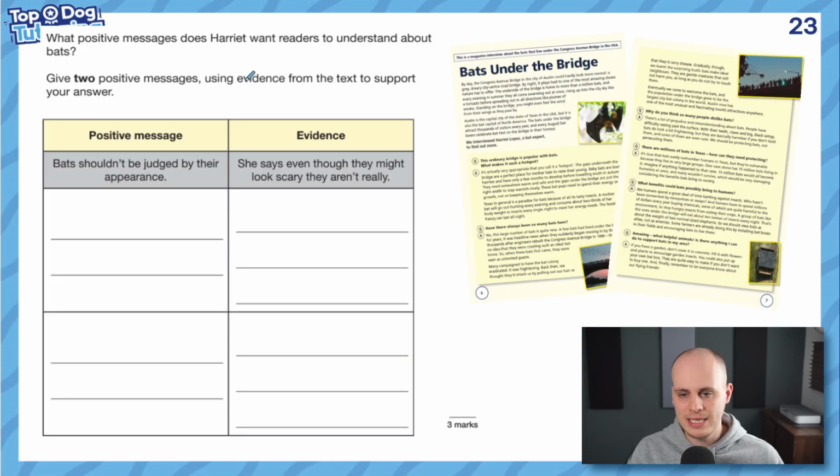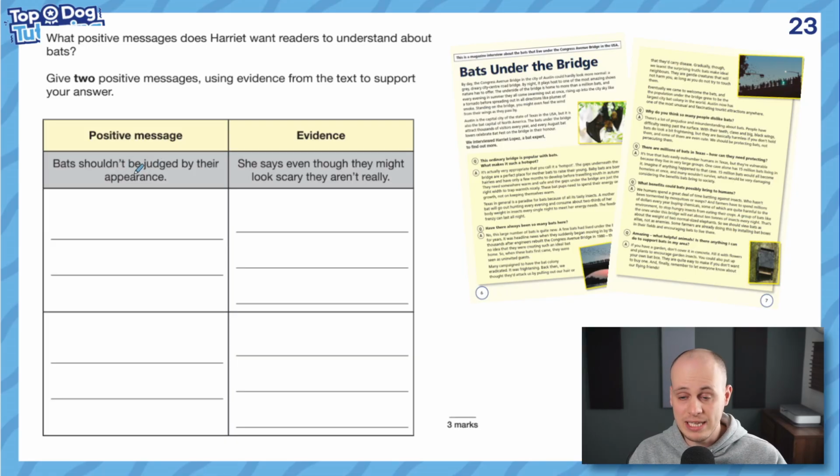So what that basically means is, think of something positive that you get out of this, that the narrator Harriet's telling you, and then just back that up by saying what the text actually says, to basically prove that you've read that, prove that you've not just guessed what might be positive. You might just think, what do I like about bats? And write something down and get a lucky guess. You've got to prove that you've actually read the text with some evidence.